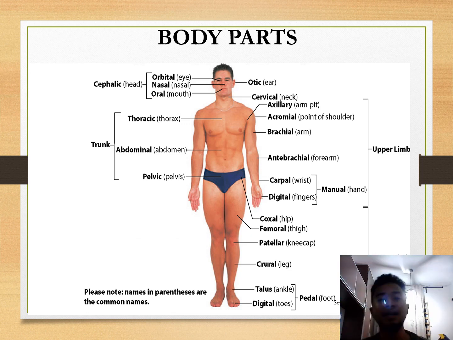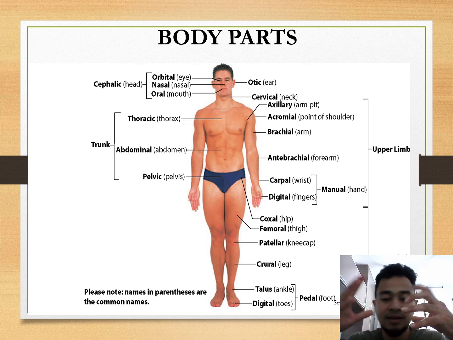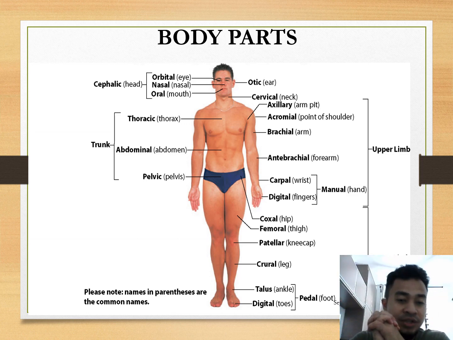Then let's go to our body parts. We can categorize them into a few classifications. The trunk is from our thorax up to our pelvis. The cephalic is our head area. The upper limbs refer to from the axillary region up to our digital fingers. And then our lower limbs, from the pelvic area, from the hips down to the digital toes. Digital fingers for the upper limb and digital toes for the lower limbs.